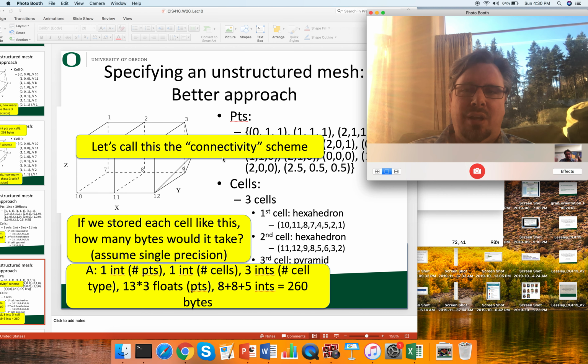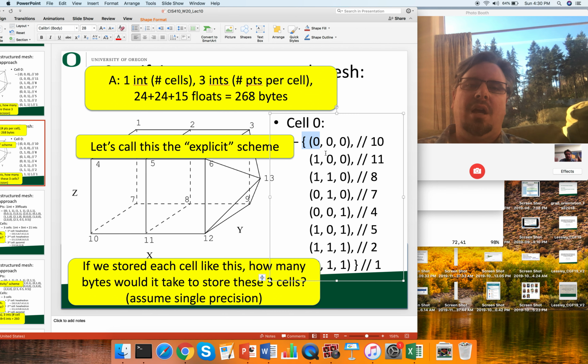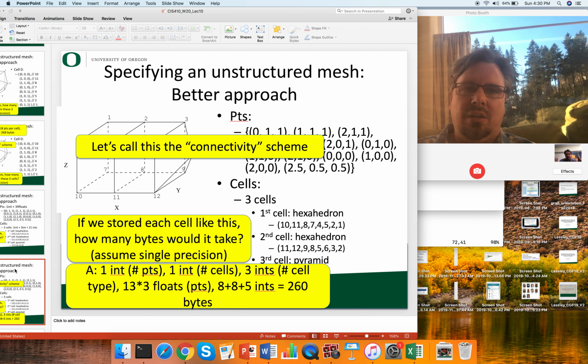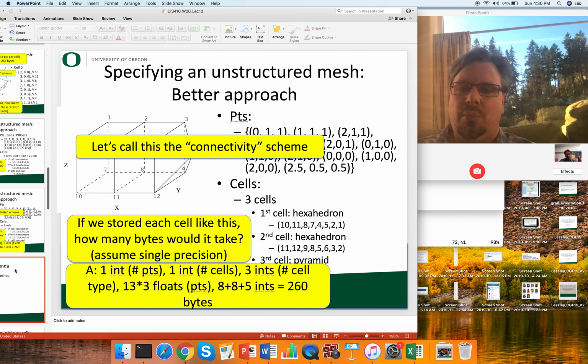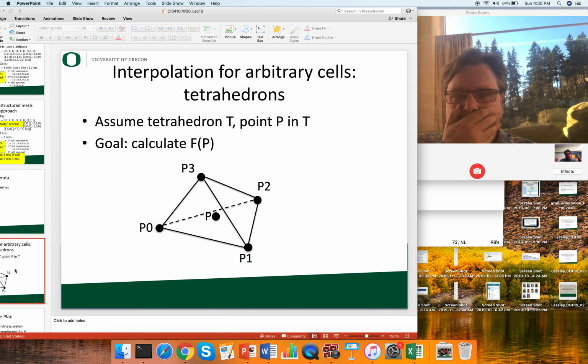Okay, now that I've described all that, in homework 6, I'm doing the simple thing. When I hand you a tetrahedron, it will just have the 4 vertex locations and the field value at those 4 vertex locations. So I want you to know this connectivity scheme exists, but I'm actually not forcing you to use it for project 6. Okay, a little bit about cell interpolation.